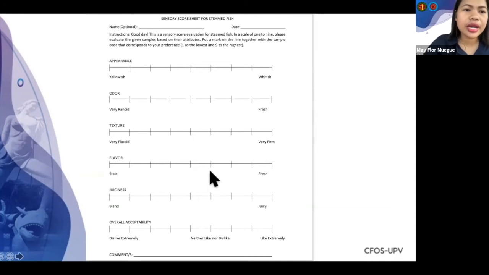Have you ever done sensory evaluation? When you were in second year, third year, did you do sensory evaluation? Has anyone done sensory evaluation? Hello?